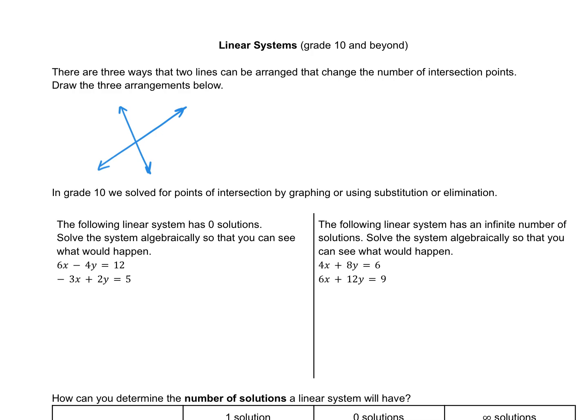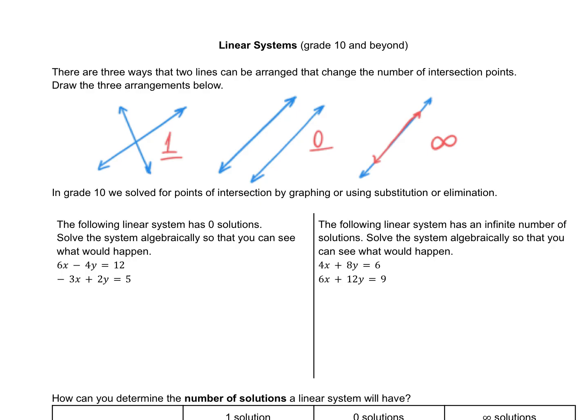We had two lines that were parallel and distinct and had 0 points of intersection, or we had two lines that were one on top of the other. And in that case, we had an infinite number of points of intersection.